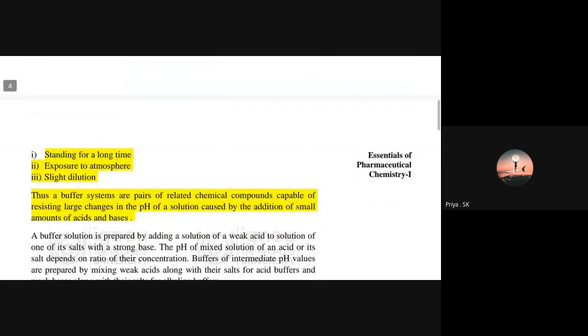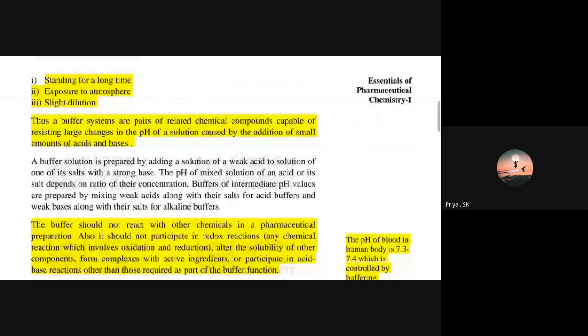Thus, a buffer system is a pair of related chemical compounds capable of resisting large changes in the pH of a solution caused by the addition of small amounts of acids and bases. So, in a buffer solution, if we add any acidic or basic solution in a small amount, the pH will not change. Any large change in the pH will not occur.